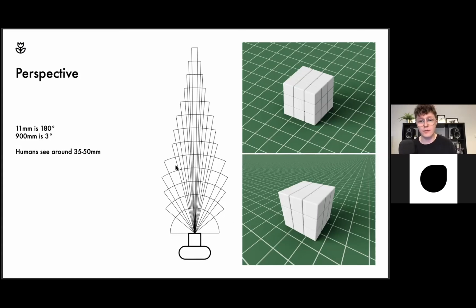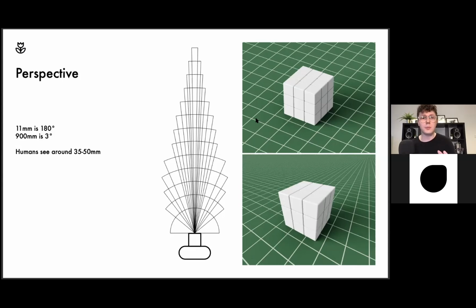And then as you move forward and you move up to something like 900 millimeter lens, it's going to zoom in really far. And then you can start to see like the moon, really up close. But that is only a 3-degree difference in perspective there. So humans see around 35 to 50 millimeters. And this one, I think, was a 25 millimeter in key shot. And this one is 100 millimeters in key shot.